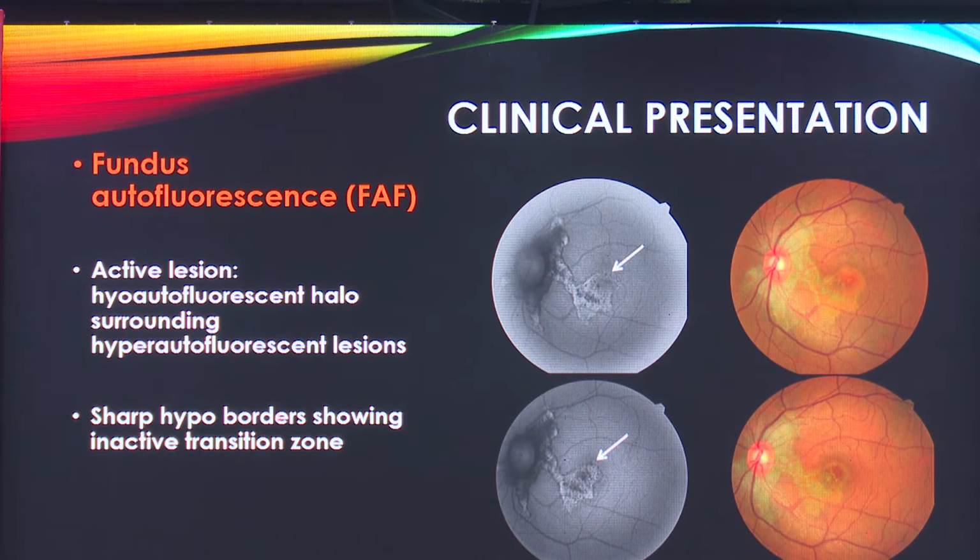Fundus autofluorescence is a non-invasive tool for assessment and close monitoring of disease activity. Active inflammation may show a hypoautofluorescent halo that surrounds the edges of the hyperfluorescent lesion over here. It probably signifies the edematous retina. Then gradually, a hyperautofluorescent sharp border develops around lesions. They show a transition zone of inactivity.